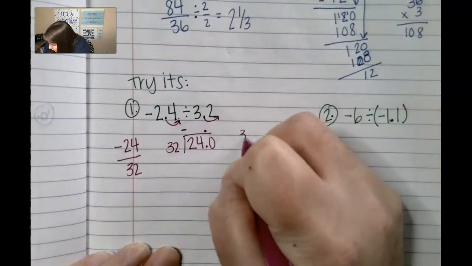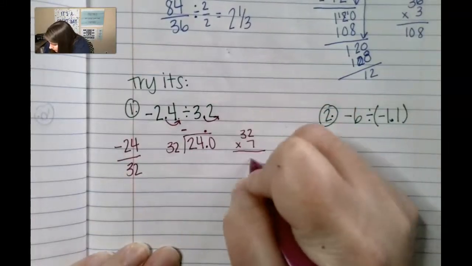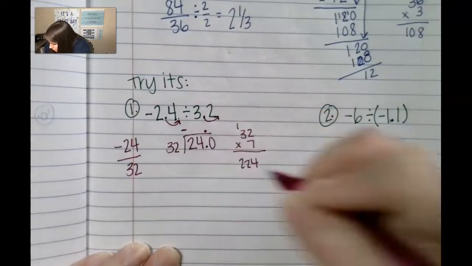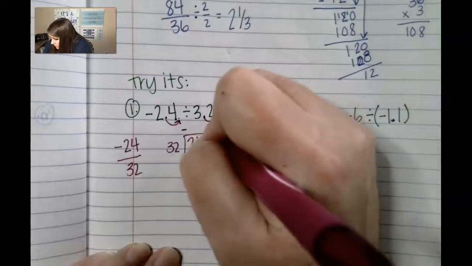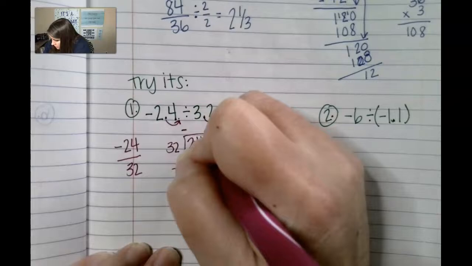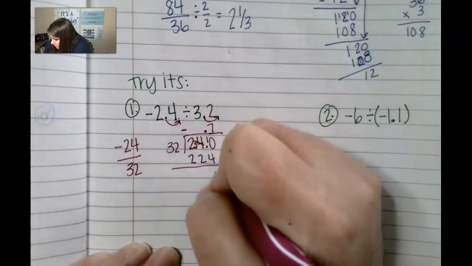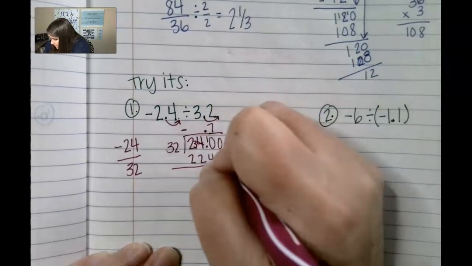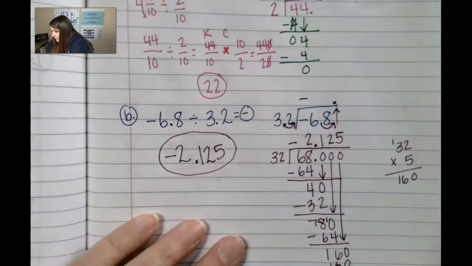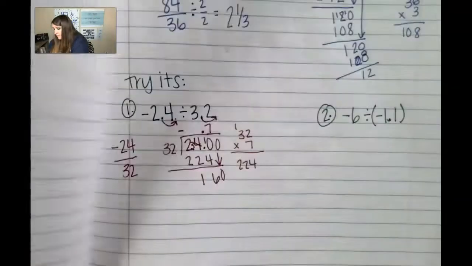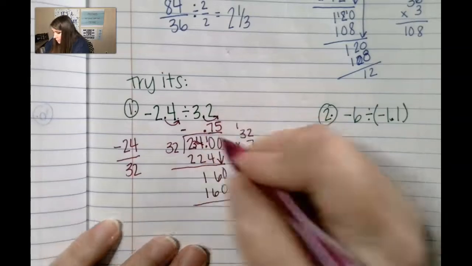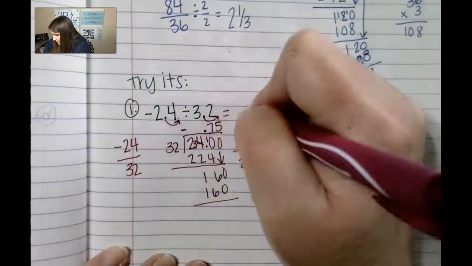If I had 32 times 7, that's 14, and it's 21, 22. Ooh, look at that. That's pretty close. Okay, so 7, and that gives us 224. So that's 16, and I'm going to add another 0. And 32 into 160, I'm going to look back because I know we did it over here, and that was 5 times, and that gave us 160.